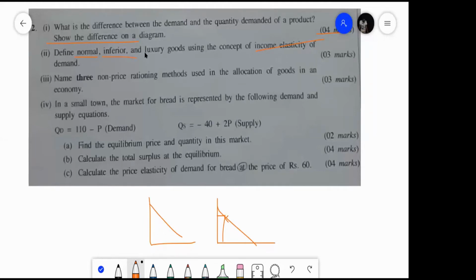Then you talk about a luxury good. So you will get 1 mark for talking about each. So 3 marks, 1 mark for each. So for a luxury good, you can say it also has a positive relationship with income. And in a luxury good, you can say the YED is greater than 1. So if the income increases, people would increase their demand in a higher proportion. That is YED greater than 1. So that is what you write.